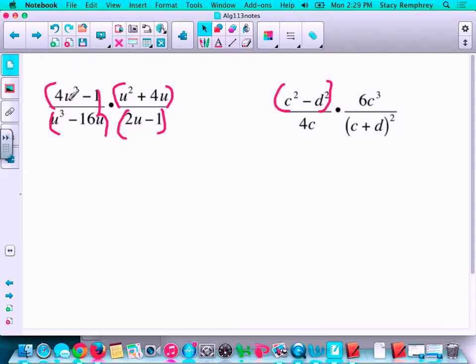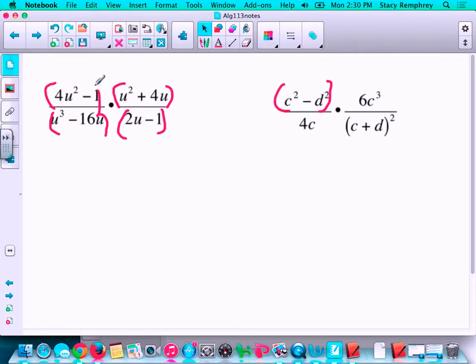Now, this one here is a difference of 2 squares. We really need to get better at noticing when it's a difference of 2 squares. 4u squared is a perfect square. 4 is a perfect square. U squared is a perfect square. 1 is a perfect square. If it's the difference, so it has to be subtraction, of perfect squares, then you can factor it.